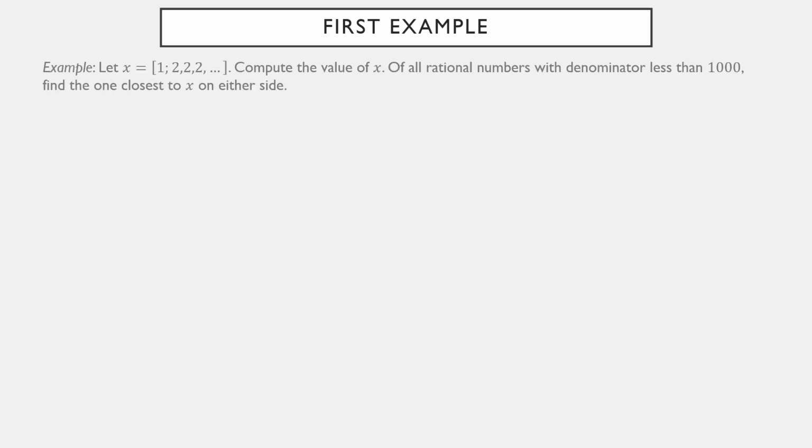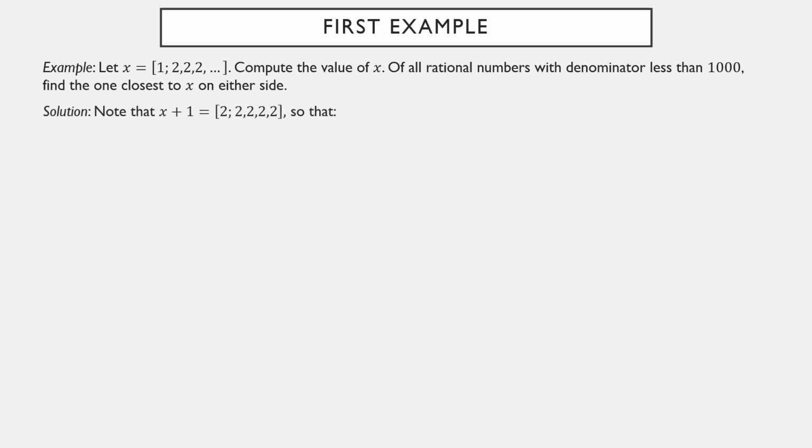So let's do some examples. Let x be 1 and then 2, 2, 2, 2, 2, 2, 2. Compute the value of x. Of all the rational numbers whose denominator is less than 1,000, find the one closest to x on either side. So find the rational number with denominator less than 1,000 which is closest and bigger, and which one is closest and smaller.